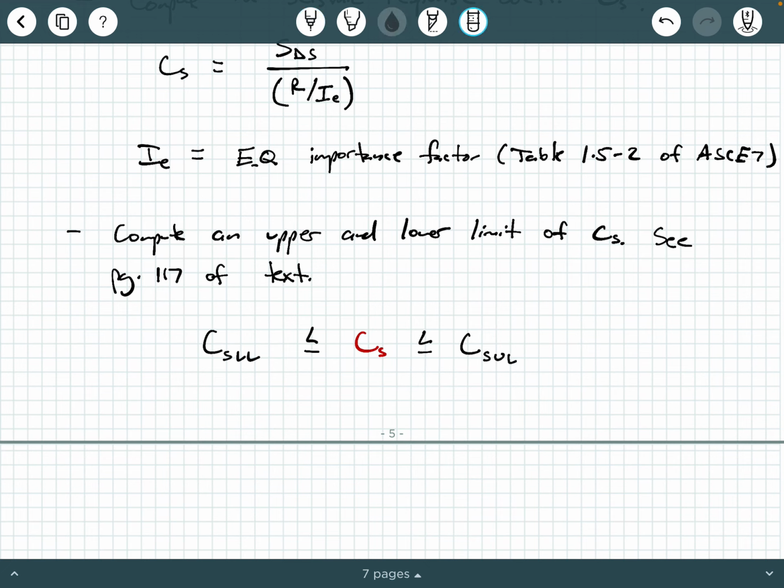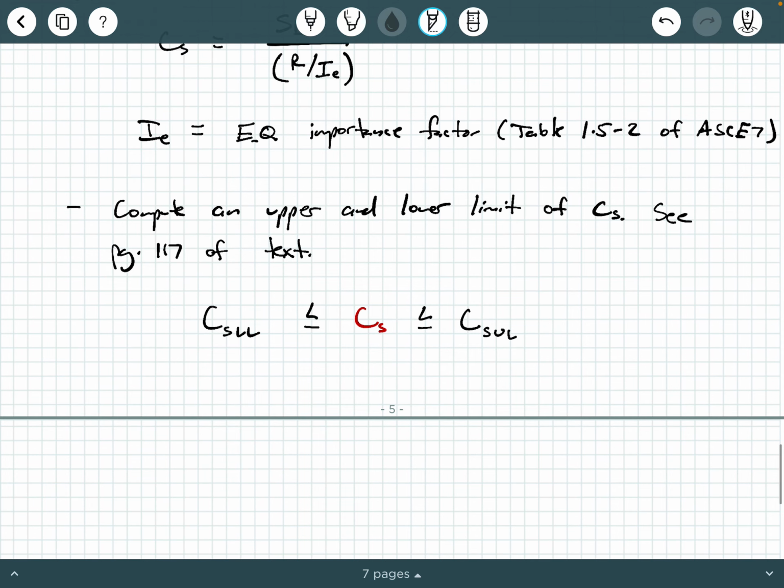Okay, so let me ask you a question. What happens if you calculate a C sub S value and it's bigger than the upper limit? Well, you use the upper limit as C sub S. What happens if you calculate a C sub S value and it's smaller than the lower limit? Well, then you use the lower limit for C sub S. So your calculated value of C sub S should be in between this upper and lower limit. But if it's not, that's when you use the upper or lower limit instead of C sub S.